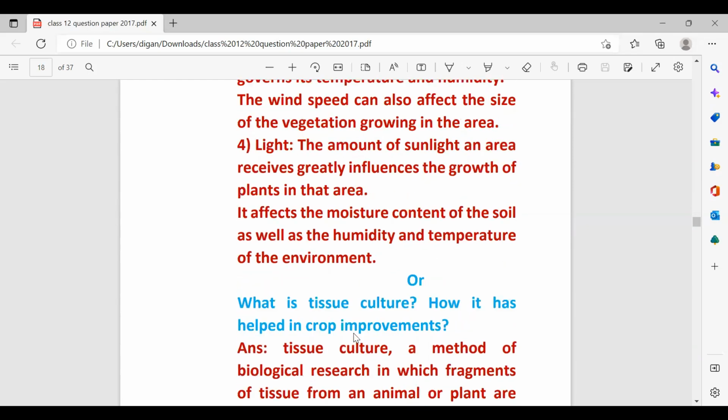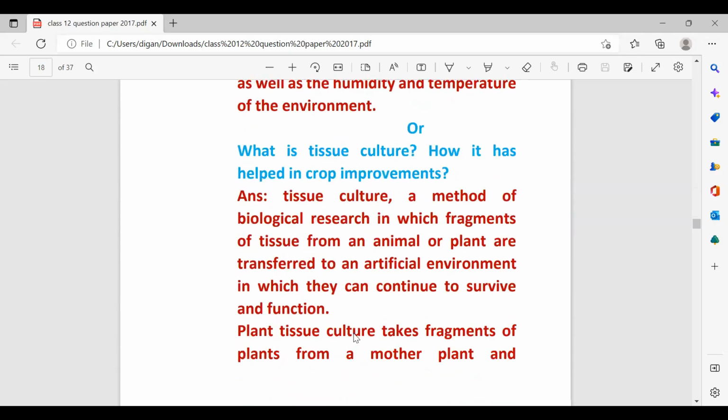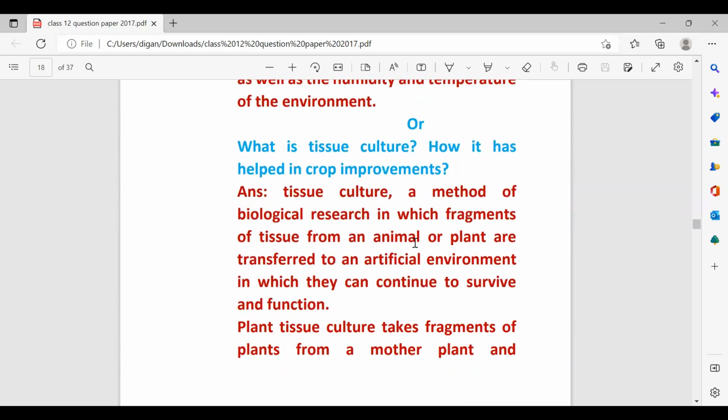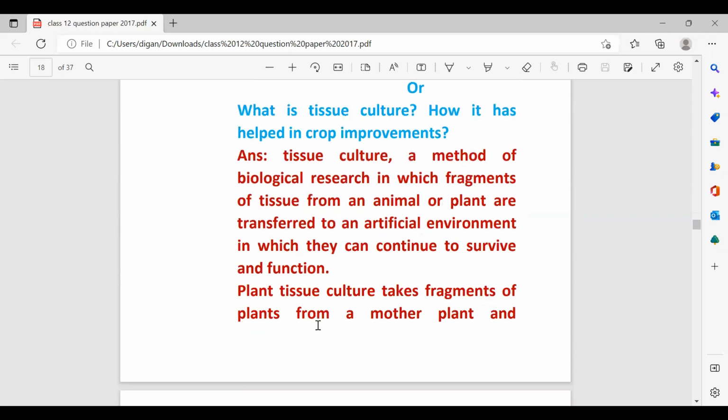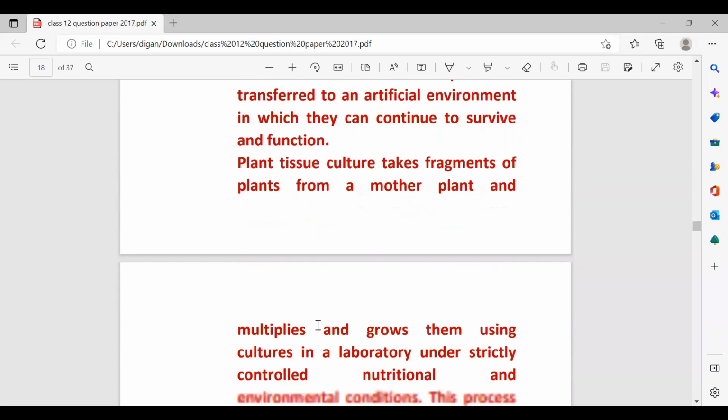Or, what is tissue culture? How does it help in crop improvement? Tissue culture is a method of biological research in which fragments of tissue from an animal or plant are transferred to an artificial environment in which they continue to survive and function. And this is the role of tissue culture in crop improvement.